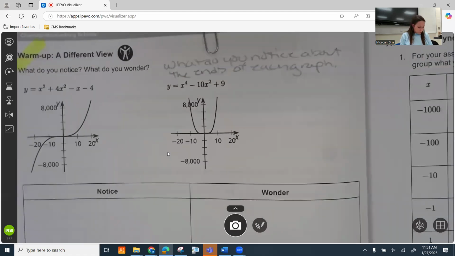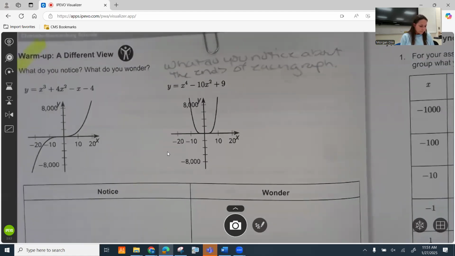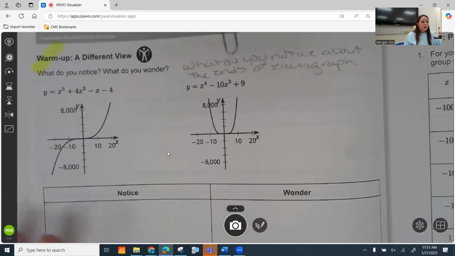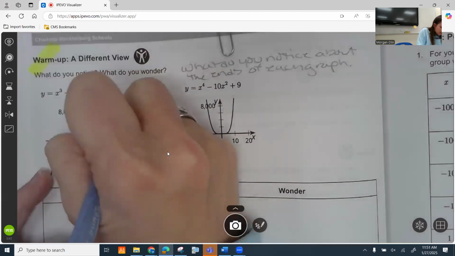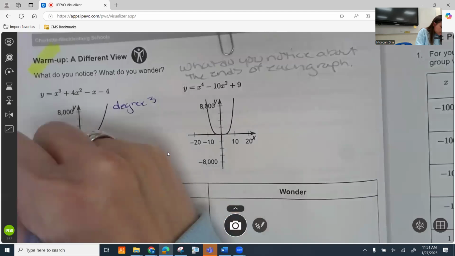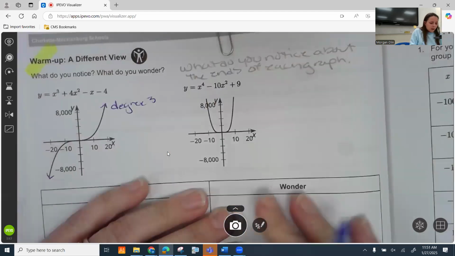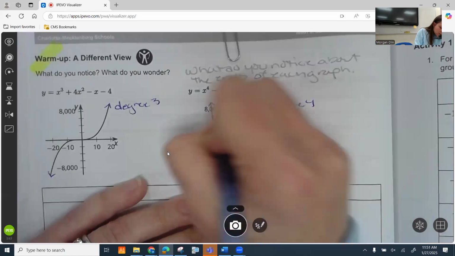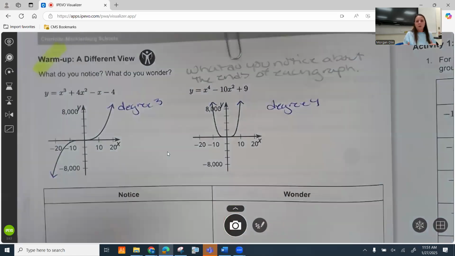I've flipped over to page 174. All right, now I want you to look at these two graphs. Give me some things that you notice. All right, and think about the ends of the graphs too in this. Now, one of the things I notice is that this is degree 3. Okay, and look at the ends. One goes down, one goes up. All right, this is degree 4. Both of them actually go up.